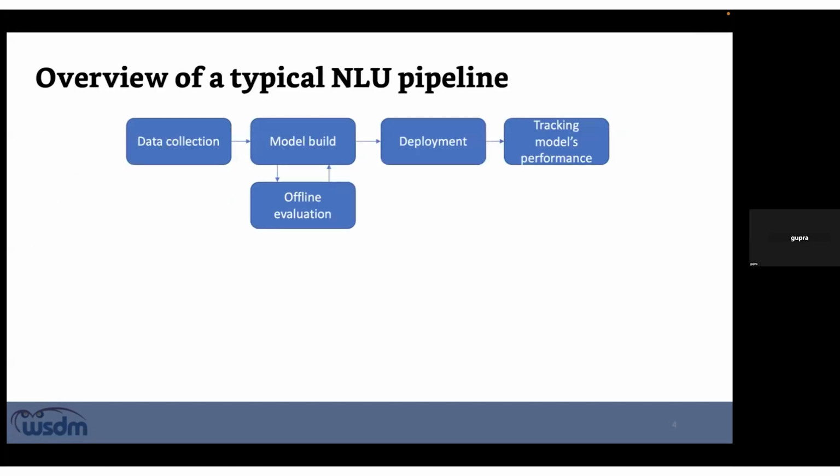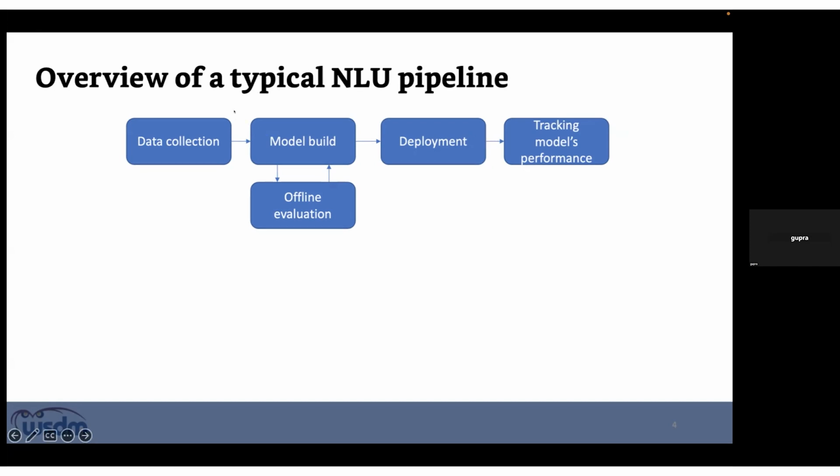So let's start with an overview of an NLP pipeline. I'm sure that there are NLP experts in the audience here, but I'll just state the typical NLP pipeline to ground my presentation. It might also be helpful for people who are just getting started with NLU or who are outside the field. So in a typical NLU setting, what we do first is that there's some data collection that happens.